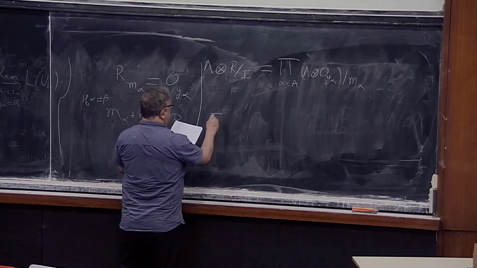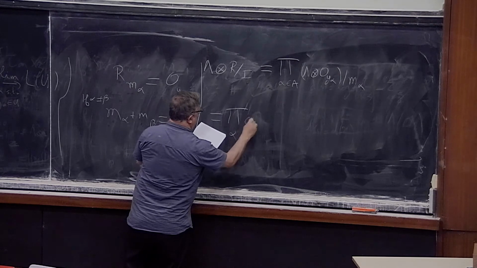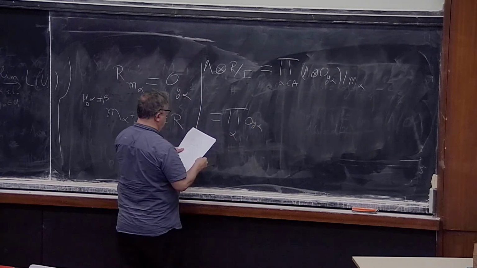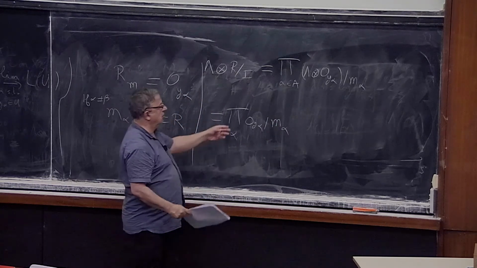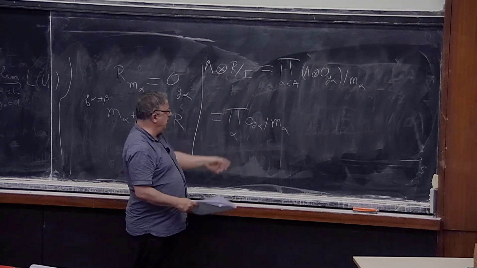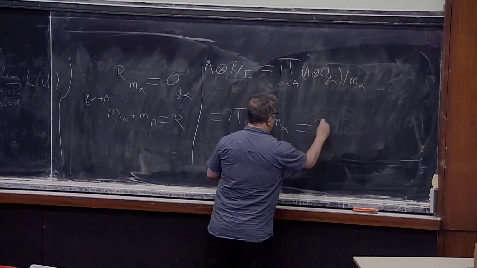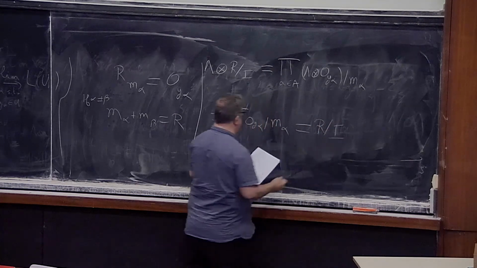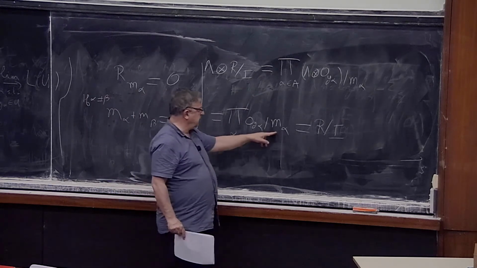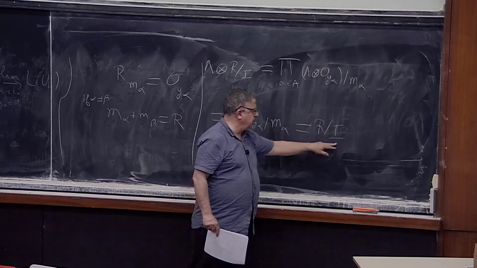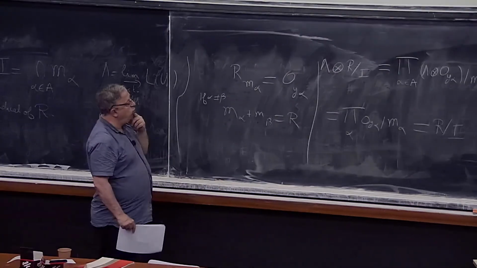Now this is the same as O_{Y_alpha} divided by M_alpha, because lambda is L is locally free. And this is nothing but R divided by I. This is the Chinese remainder theorem for the intersection of M_alpha here. R over this intersection is the same as the product of the quotients. Okay?